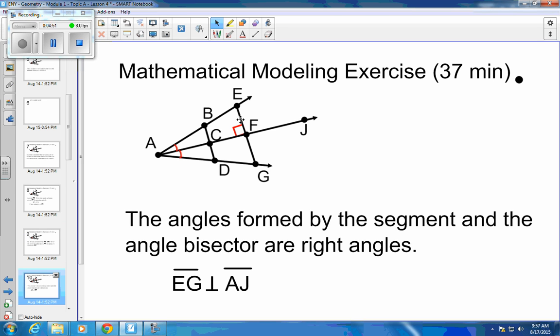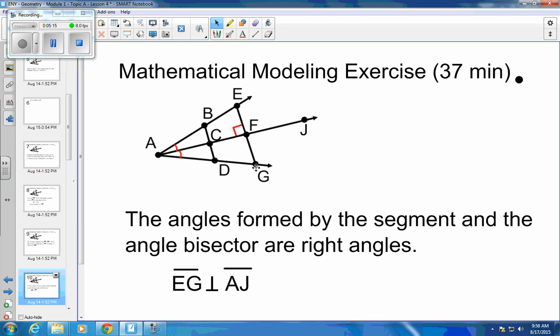So the angles formed are also mapping onto each other. So we know angle EFC is the same as angle GFC because when you fold them, they land exactly on top of each other. And since they are landing on top of each other, we know that EG has to be perpendicular to AJ, or this has to be 90 degrees here.